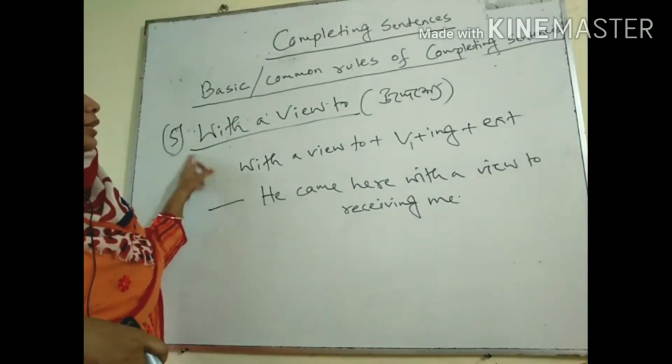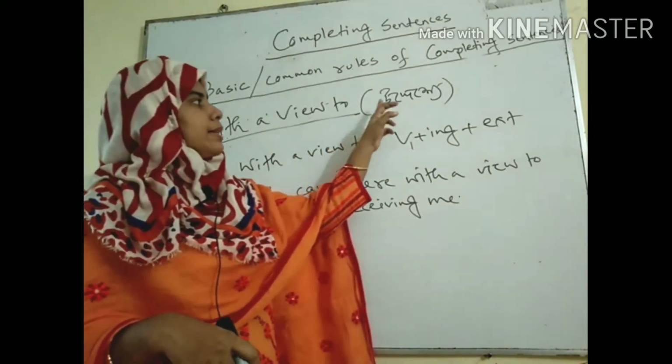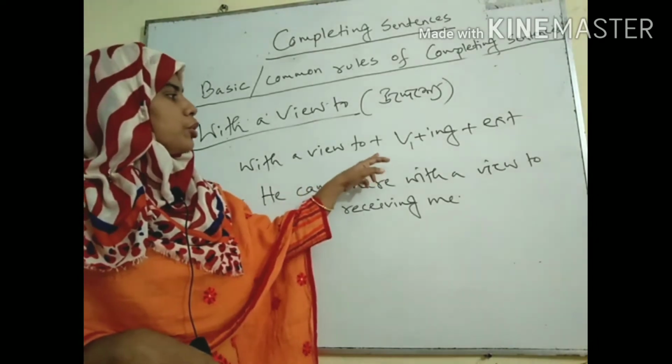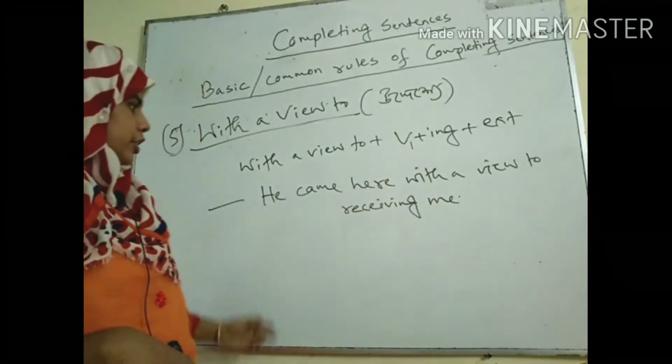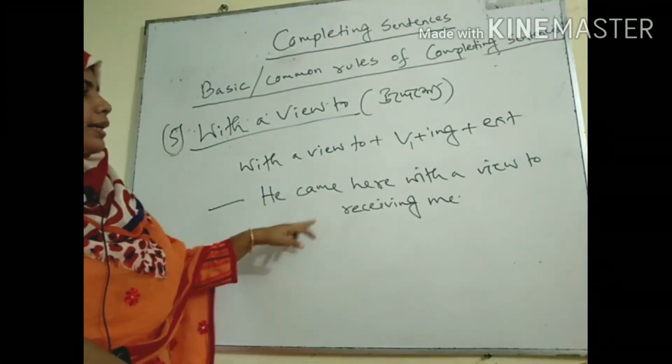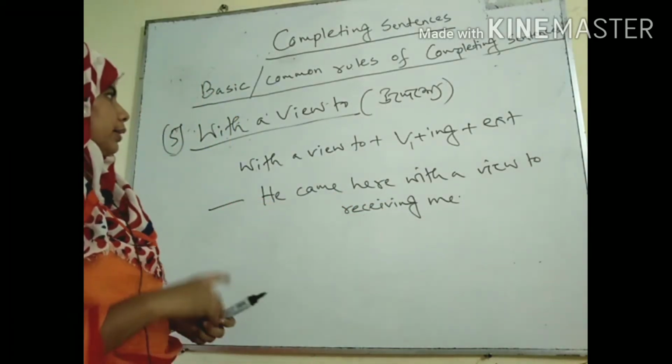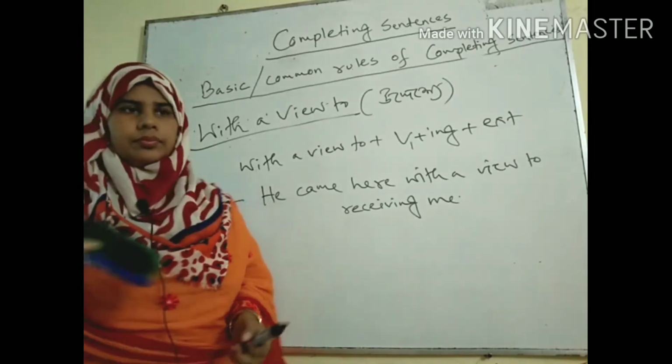Then rule 5, with a view to, which means in Bangla uddeshye, with the purpose of. After with a view to, we use V1 plus ing plus extension. For example, he came here with a view to receiving me. Then rule 6.